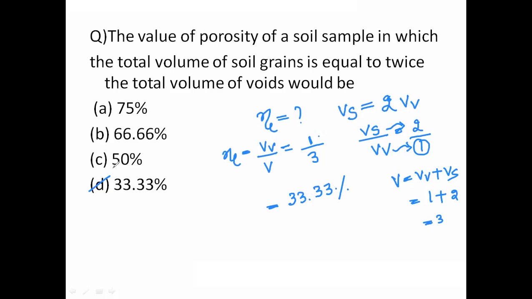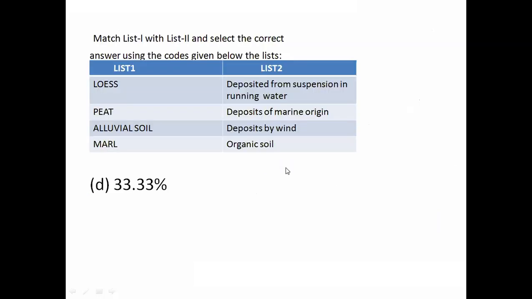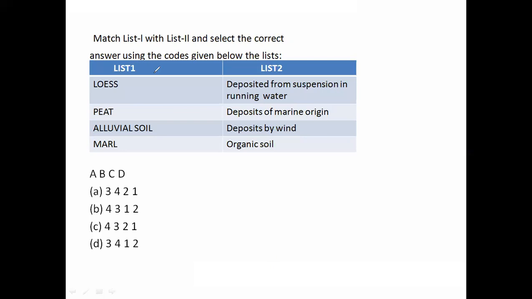Let's go with the next problem. Match list 1 and list 2 and choose the correct answer using the codes given below. Very easy question. You can see loess. Even in Geotechnical part 1, those who have not seen, see that one. Important MCQs have been discussed there. Loess, or we call it a collapsible soil. Loess and sand dunes are collapsible soils. They are also called aeolian soils.